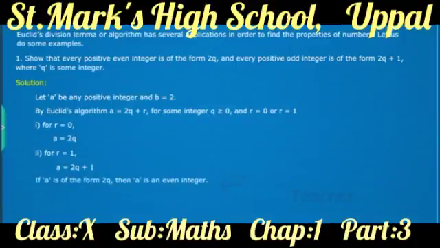If a is of the form 2q, then a is an even integer. If a is of the form 2q plus 1, then a can be any positive odd integer.